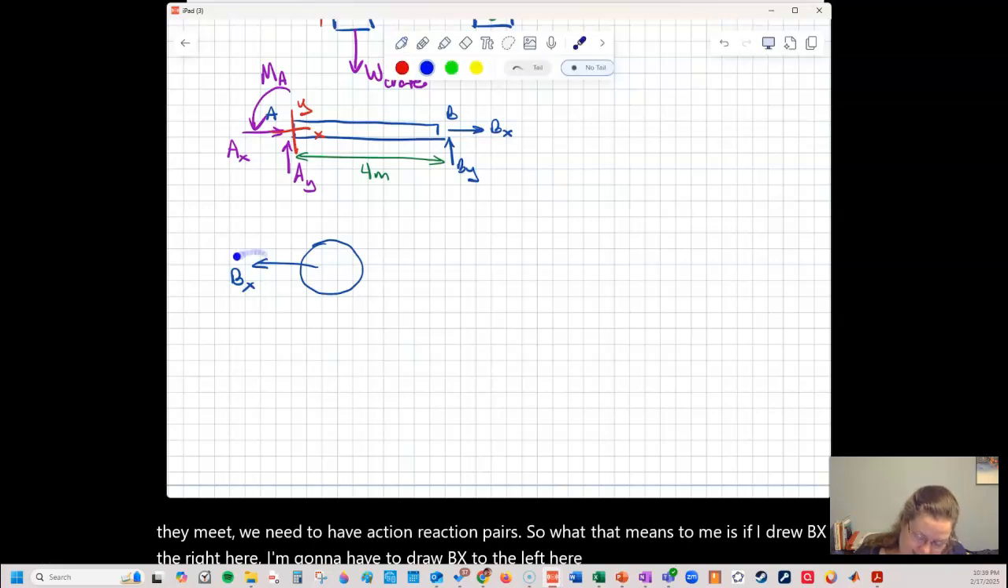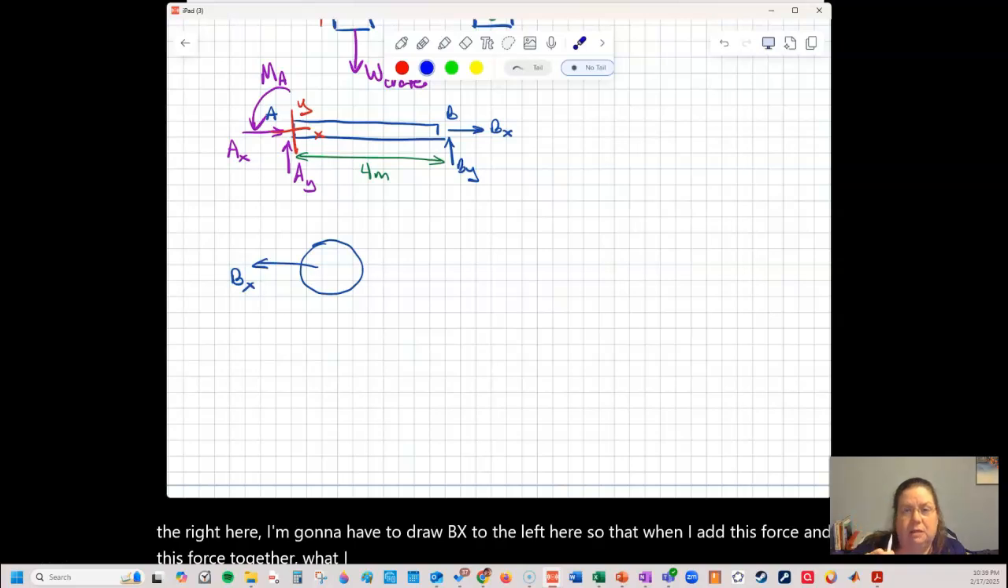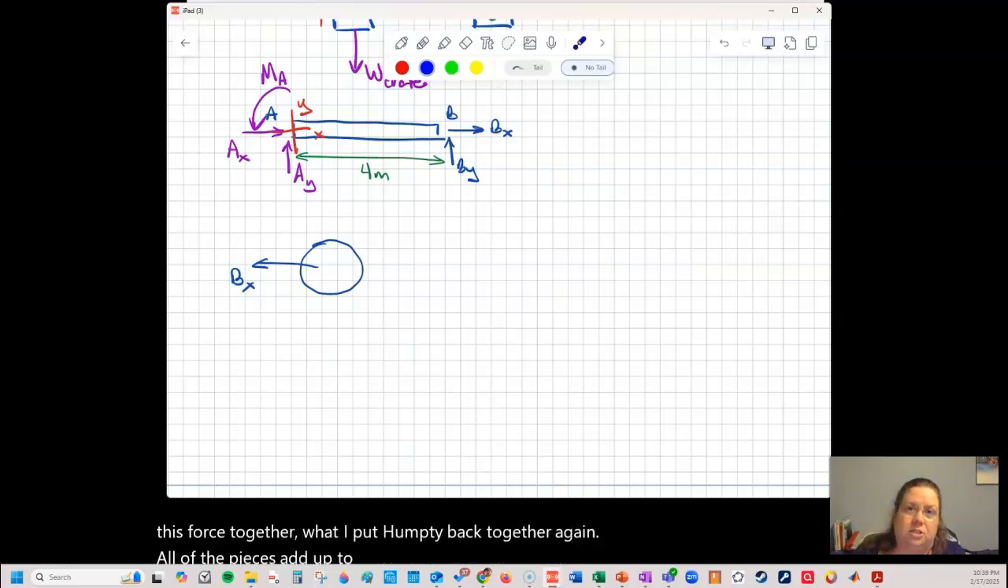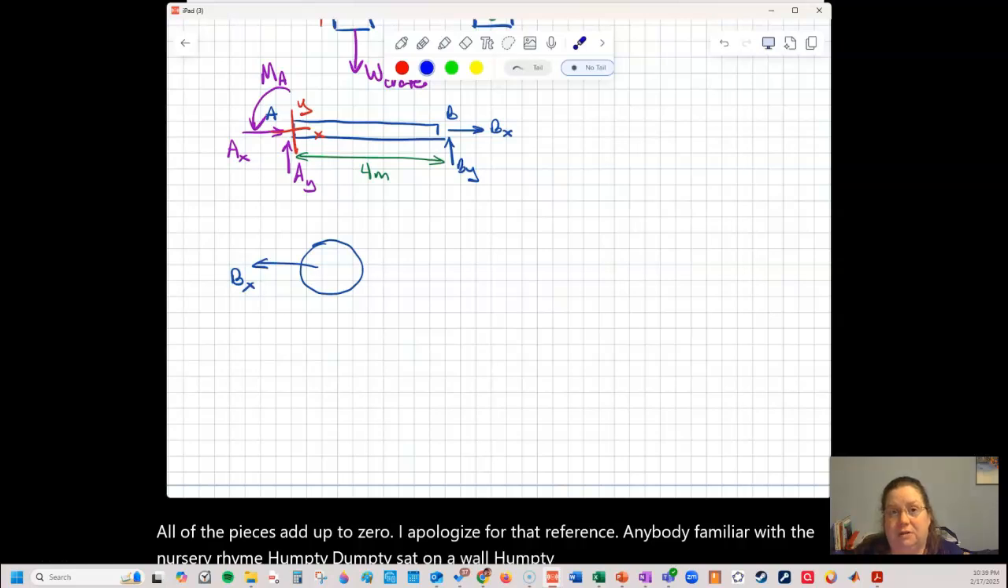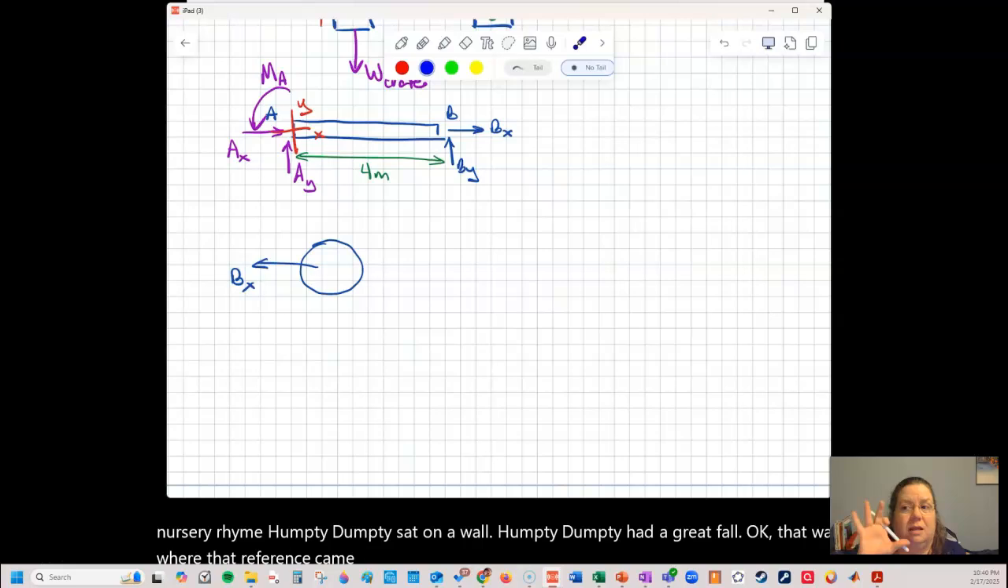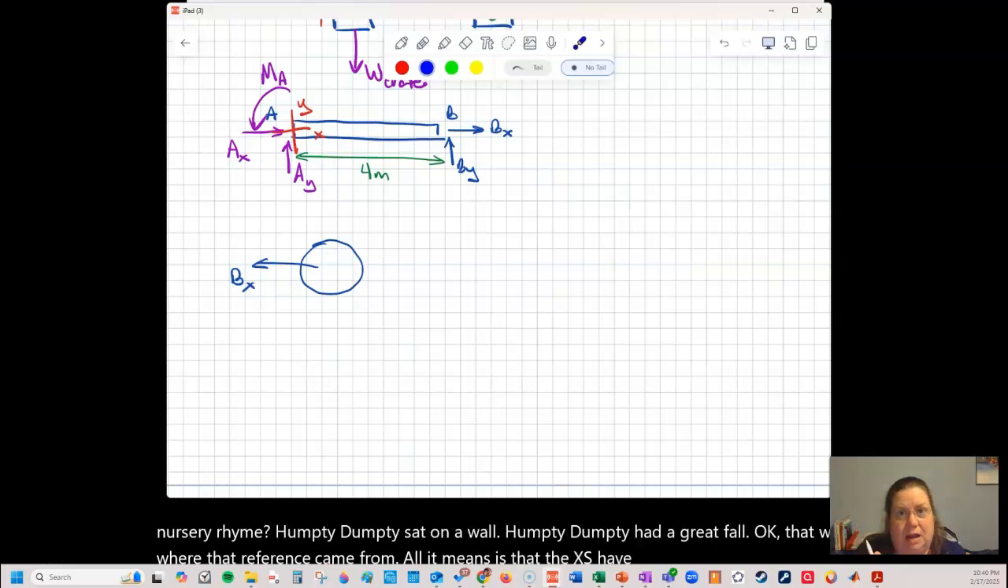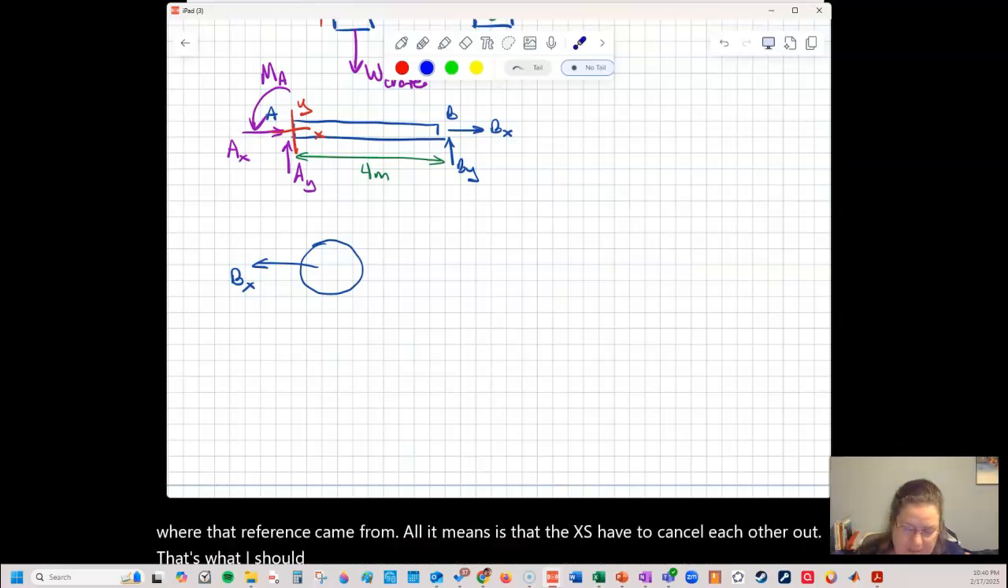So that when I add this force and this force together, when I put Humpty back together again, all of the pieces add up to 0. I apologize for that reference. Anybody familiar with the nursery rhyme? Humpty Dumpty sat on a wall, Humpty Dumpty had a great fall. Okay, that was where that reference came from. All it means is that the Bx's have to cancel each other out. That's what I should have said.